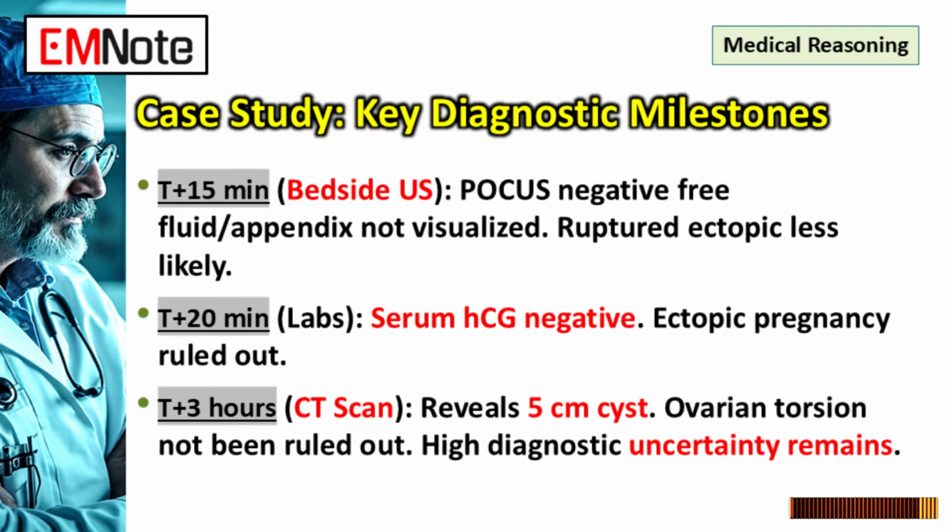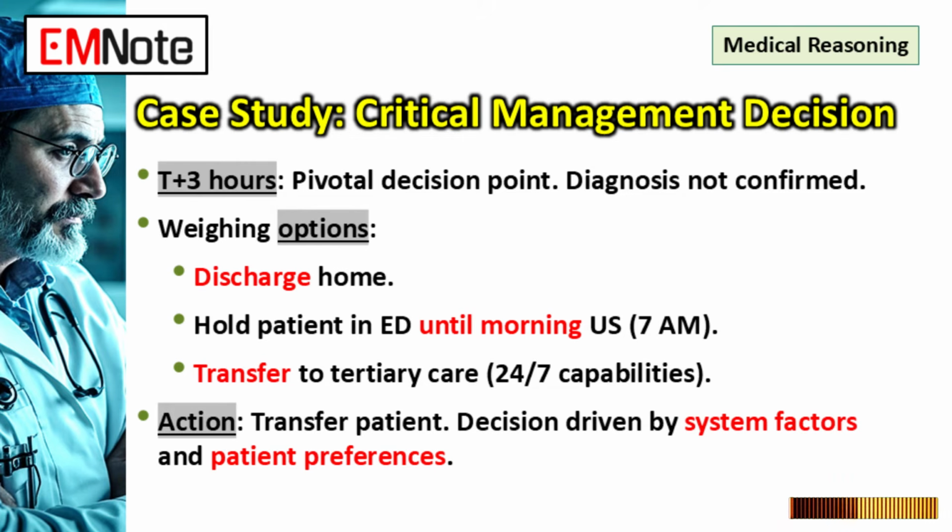Just 5 minutes after that, the initial labs are back. The pregnancy test is negative. Diagnostically, that rules out ectopic pregnancy completely. The management plan then adjusts again, this time based on the fact that her symptoms are starting to improve. But the real turning point comes 3 hours in. A CT scan finds a 5-centimeter ovarian cyst, but it can't rule out torsion. This creates a moment of real uncertainty, which triggers a critical management decision. The final call is to transfer her to a tertiary care center. That action was based entirely on management reasoning, not on a definitive diagnosis.